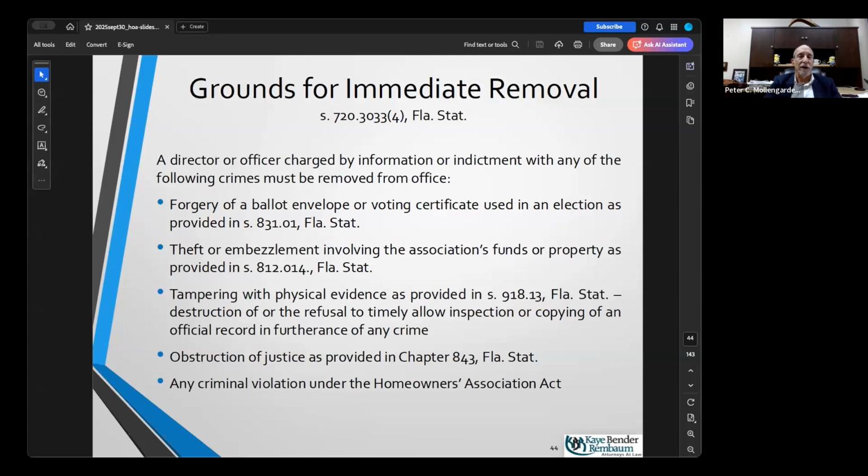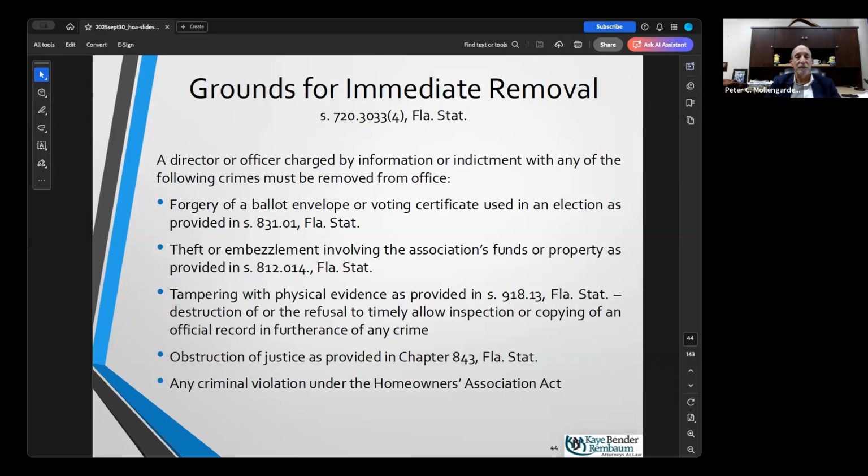Now, there's also grounds for immediate removal from the board, okay? And these are similar to some things we already mentioned, but you're immediately off the board if you're charged, okay? This is not necessarily convicted, but even just charged or indicted for forgery of a ballot envelope or voting certificate used in an election, as provided in section 831.01, theft or embezzlement involving the association's funds or property as provided in that statute. Again, not convicted, but just you've been arrested, charged, indicted.